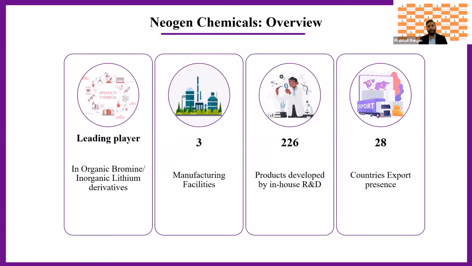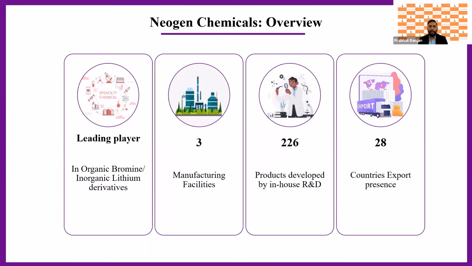And if you look at where it exports, Neogen exports to around 28 countries, right? Mainly it is exporting to the US, European Union, and then Japan, right? So these are the main export countries where Neogen is supplying its material.